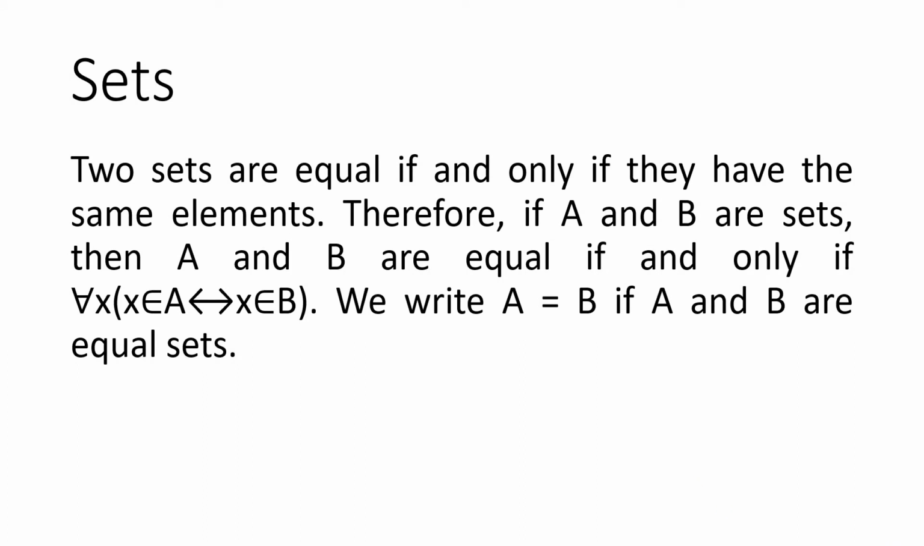Because many mathematical statements assert that two different specified collections of objects are really the same set, we need to understand what it means for two sets to be equal. So two sets are equal if and only if they have the same elements. Therefore, if A and B are sets, then A and B are equal if and only if for all x, x is an element of A if and only if x is also an element of B. So we could write that A equals B if A and B are equal sets.